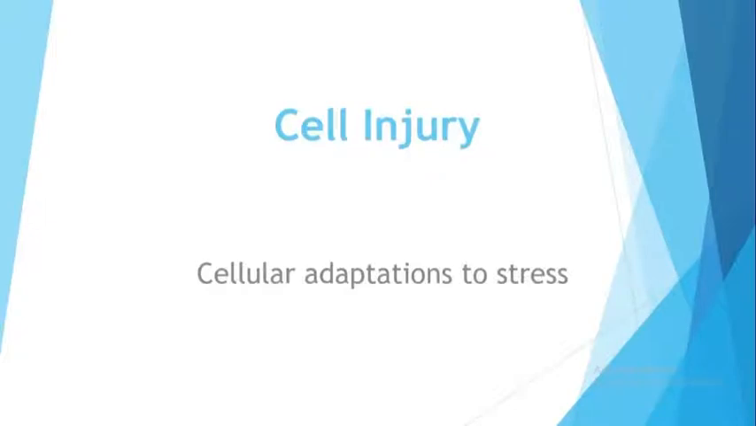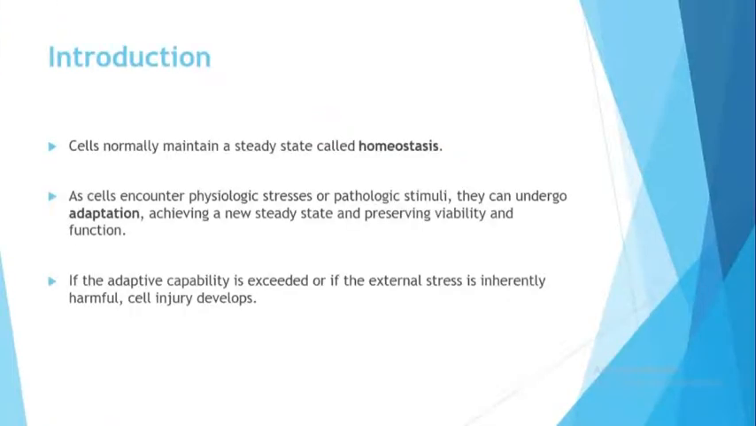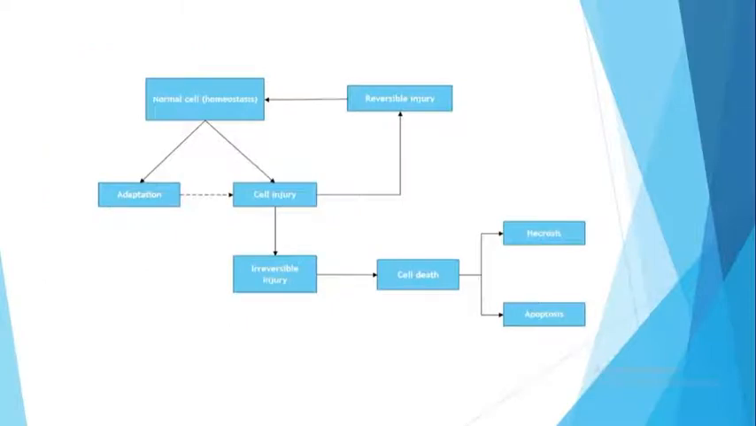So let's get started. Cells normally maintain a steady state called homeostasis, and as cells encounter physiologic stresses or pathologic stimuli, they can undergo a process called cellular adaptation, and by undergoing adaptation, these cells achieve a new steady state and preserve their viability and function. However, if the adaptive capability is exceeded or if the external stress is inherently harmful, then cell injury is going to develop.